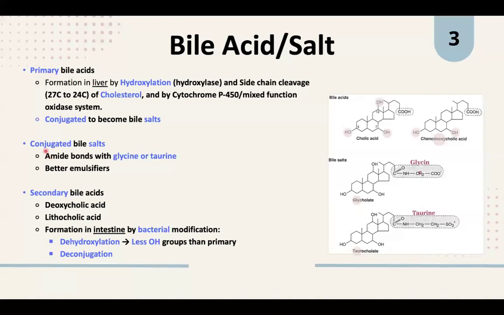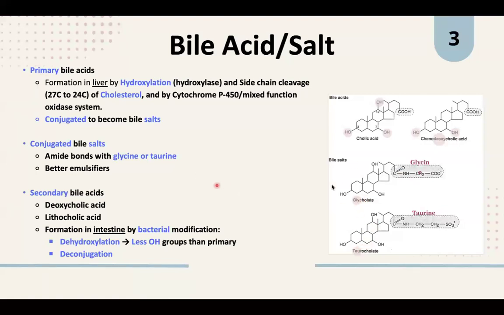What do we mean by conjugation? It's forming an amide bond with glycine or taurine. So let's look at this over here. This is a bile acid, a primary bile acid, and over here are bile salts. We see here that we just got this bile acid and added these to it. This is a glycine and this is a taurine. When we added the glycine or the taurine to this primary bile acid, we formed a bile salt.